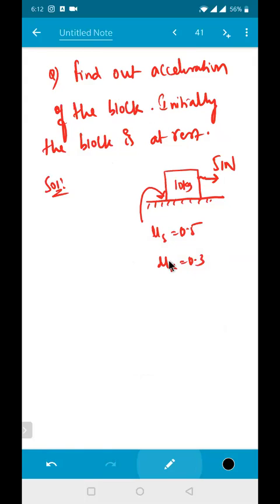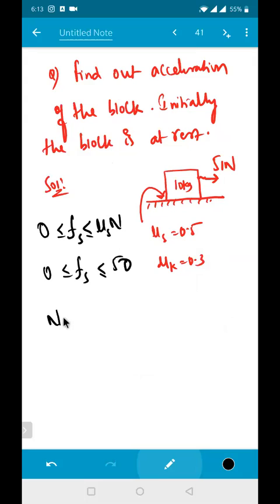Find out the acceleration of the block. Initially the block is at rest. We have given both static and kinetic friction. You know the condition for the body to move: 0 must be lesser than or equal to static friction, which must be lesser than or equal to mu s into N. So 0 is lesser than or equal to fs, which is lesser than or equal to how much? Whatever the force, that is nothing but equal to 50 Newton, because mu s is 0.5 and N is 100.